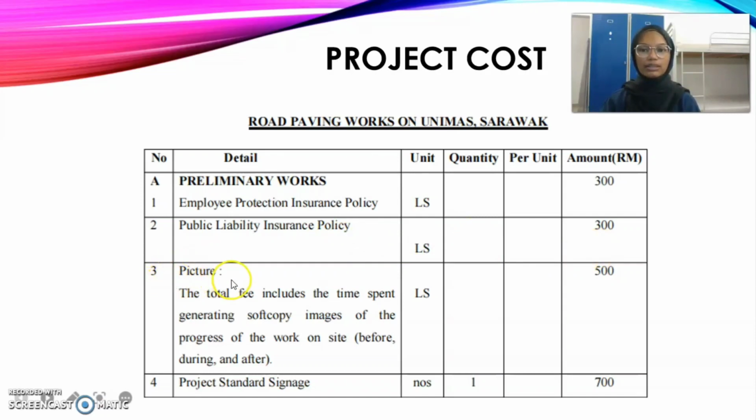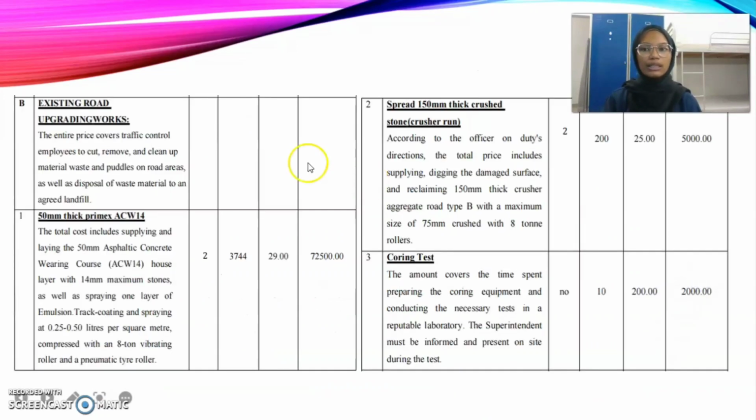Okay. Third is picture. The total fee includes the time spent generating soft copy image of the progress of the work on site before, during, and after. The unit is LS, and the amount that we needed is 500. And lastly is for project standard signage, and the unit is no, the quantity is 1 and the amount is 700. Okay. Next, for B is existing road upgrading works.